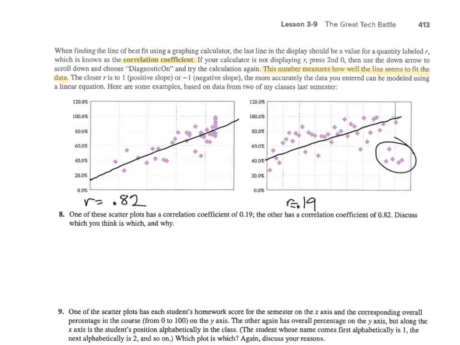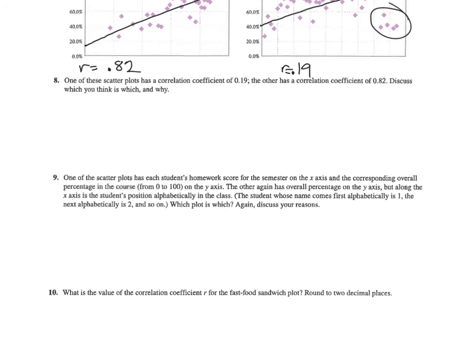Number 9 says, of the scatter plots, one of the scatter plots has each student's homework score for the semester on the x-axis and the corresponding overall percentage in the course, from 0 to 100 on the y-axis. The other, again, has overall percentage on the y-axis, but along the x-axis is a student's position alphabetically in the class. So the student whose name comes first alphabetically is 1, the next is 2, and so on. So they ask, which plot do you think is which?